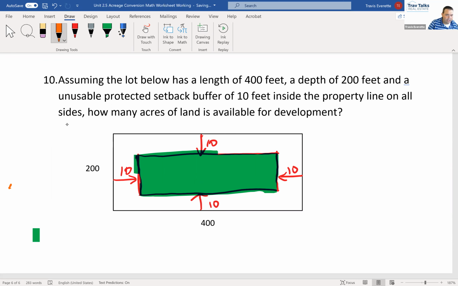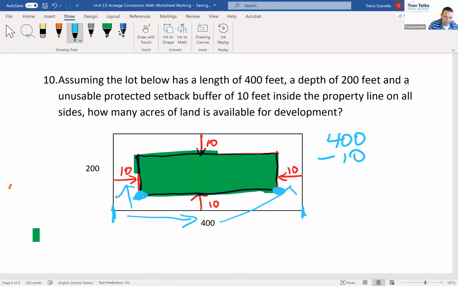I know that the overall box, the whole width from edge to edge, is 400 feet, but I also know that I have to subtract 10 feet on the left and 10 feet on the right. So to get the width from this corner to this corner, it's 400 feet minus 10 on the left, minus 10 on the right. This width right here is 380 feet.